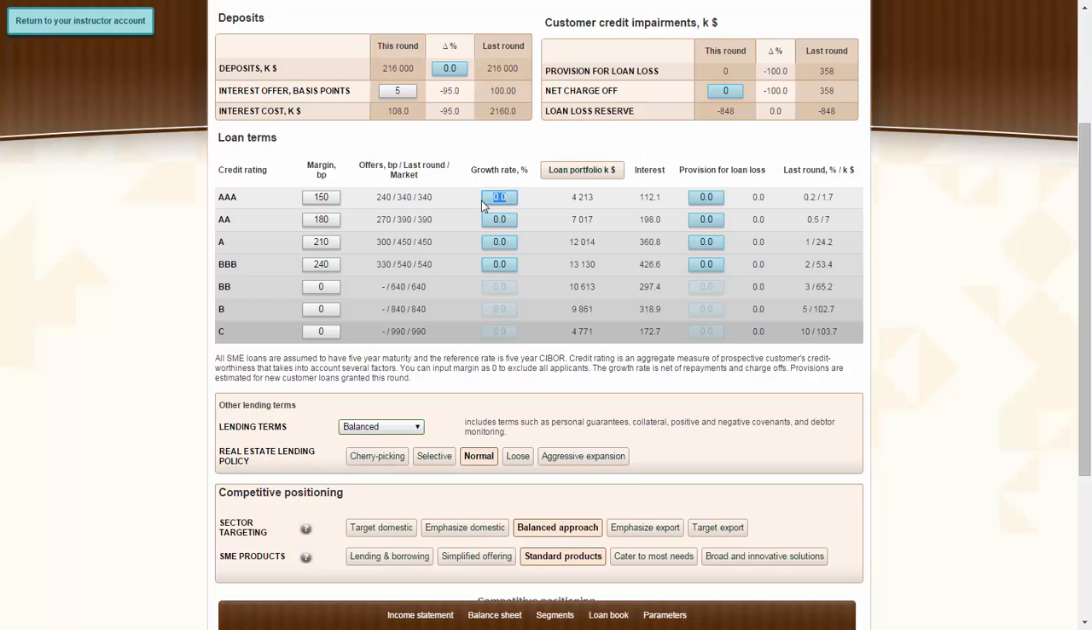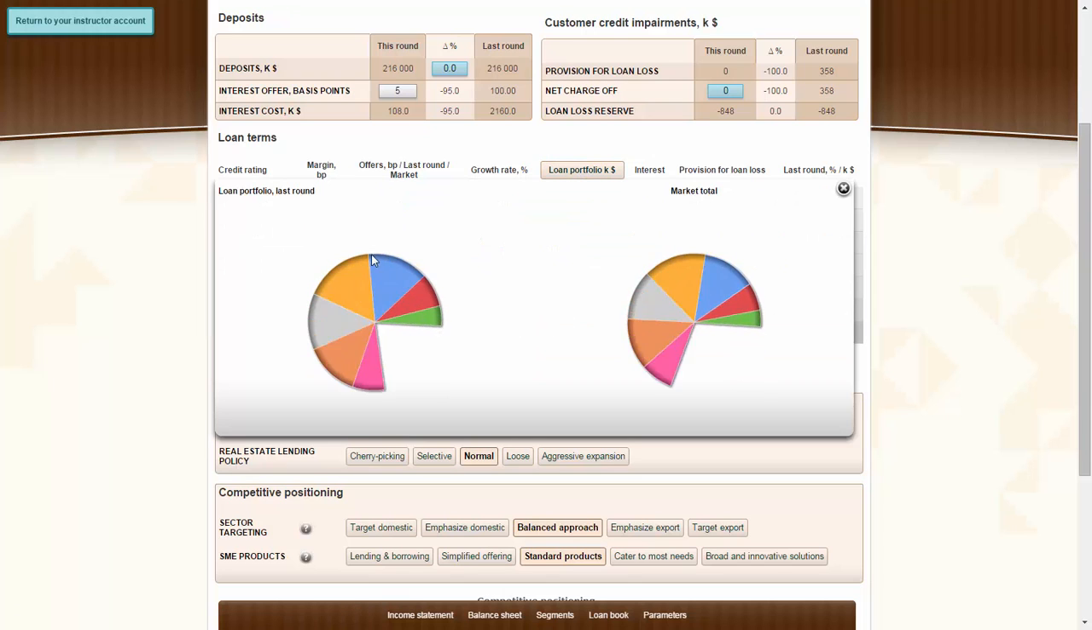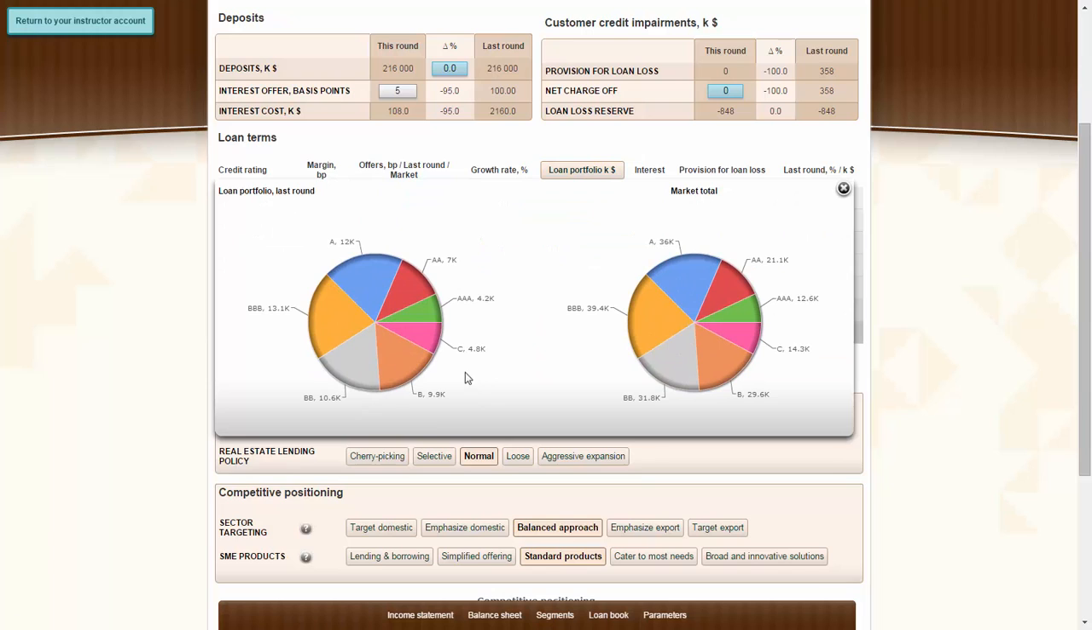Then we make an estimation about the growth rate, and then we make an estimation for the loan loss provisions. And the previous loan loss provisions can be seen here in this column furthest to the right. By clicking this here, we can see the loan portfolio from the previous round, and also what was the division between the different credit ratings in the market total.